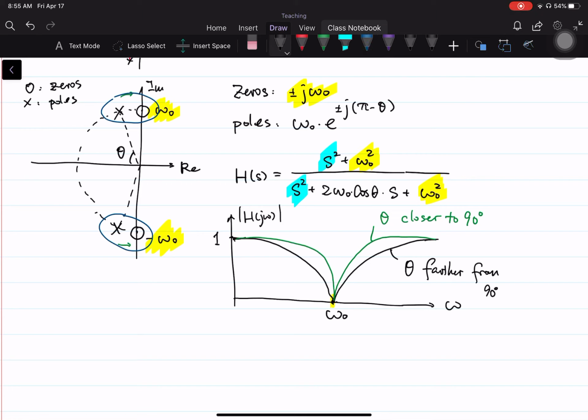Now this type of filter is called a notch filter. Of course, you see there's a notch in the shape of the magnitude response function. And in terms of type, it is a type of band stop filter.